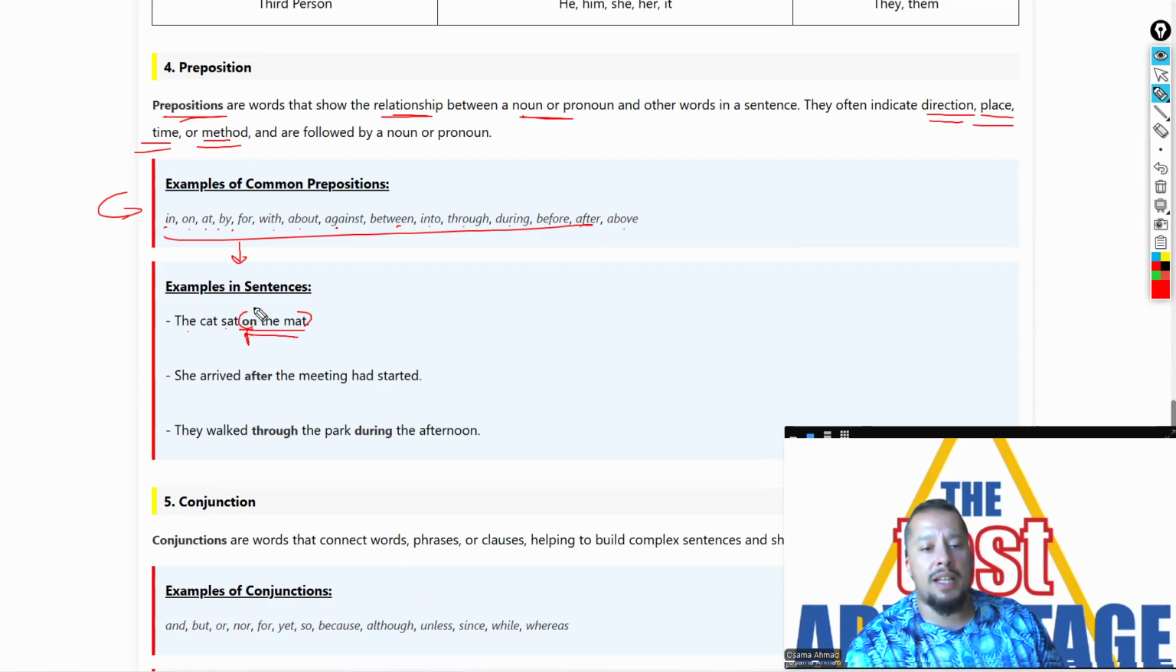And you see "on the mat" tells you the location of the cat, right? Where it sat. She arrived after the meeting had started. Again, "after the meeting" shows you the time. It's a prepositional word, and at the end it's the noun.